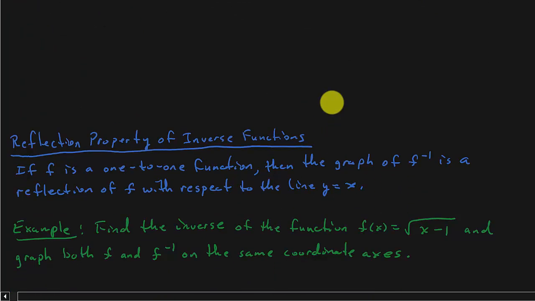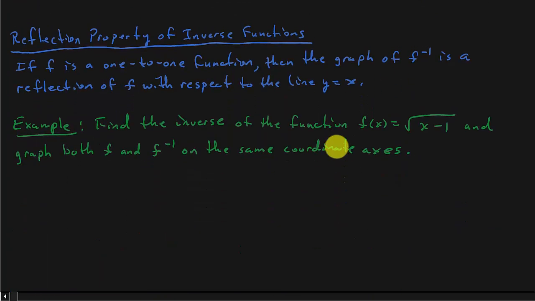All right, so reflection property of inverse functions. If f is a 1-to-1 function, then the graph of f inverse is a reflection of f with respect to the line y equals x. All right, so find the inverse of the function f of x equals square root of x minus 1 and graph both f and f inverse on the same coordinate axis.